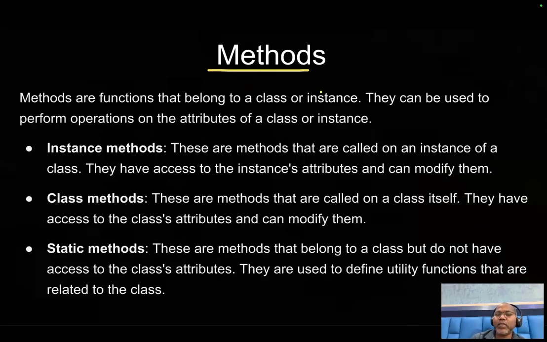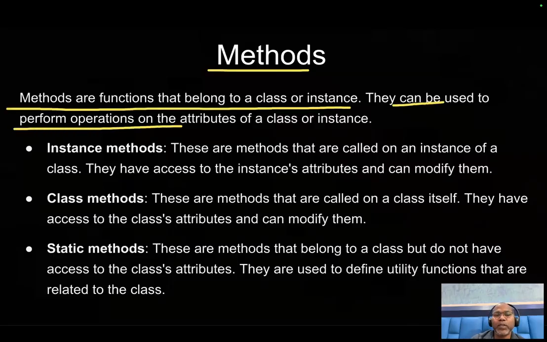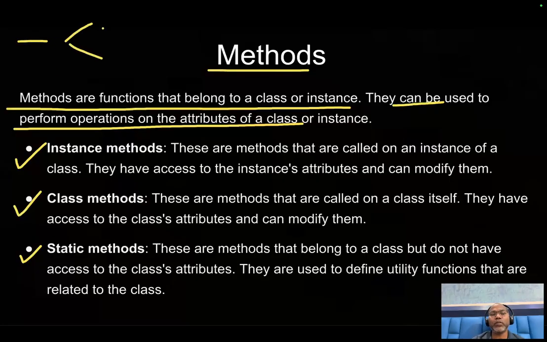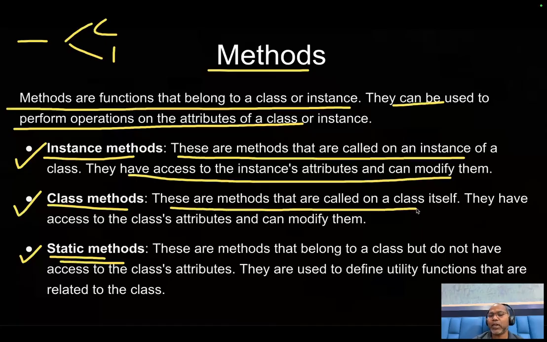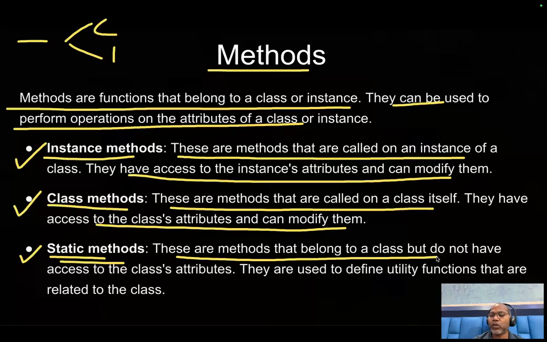Similarly, whenever you're defining methods, or functions belonging to the class or instance, they perform operations on the class or attributes. They have instance method, class method, and static method. So while defining attributes, there are two kinds, class and instance, but methods have class method, instance method, and even a static method. Instance methods are called on the instance, they have access to the instance attributes and can modify them. Class methods are called on the class itself and can access the class attributes and modify them. And static methods belong to the class but do not access the class attributes.